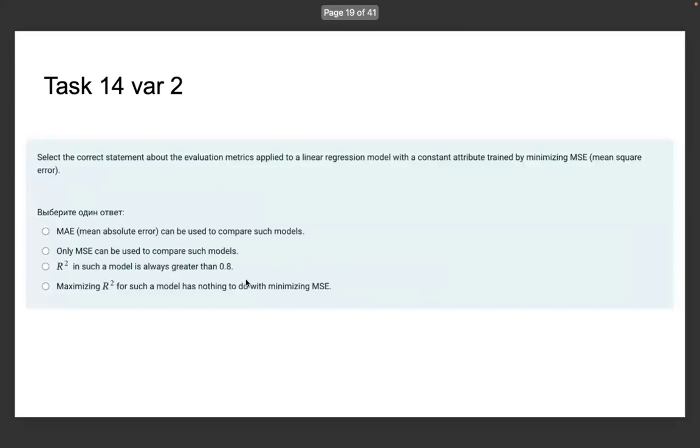And in the second variant, we have, I think, the same task. We have again a linear regression trained by minimizing the MSE.